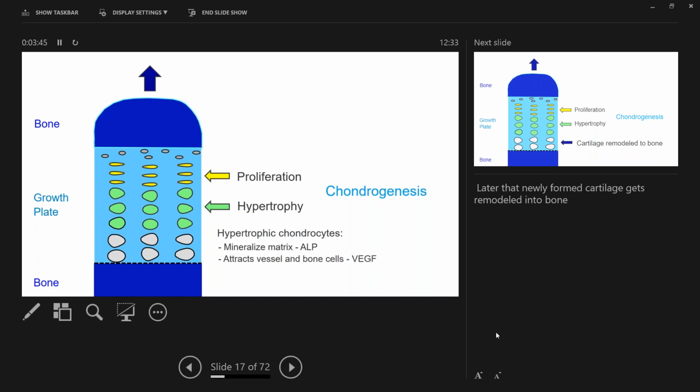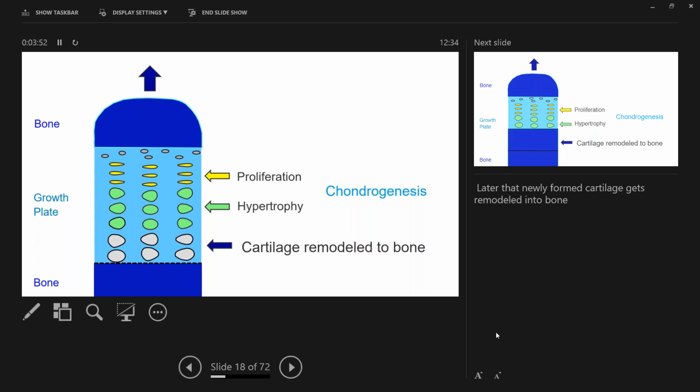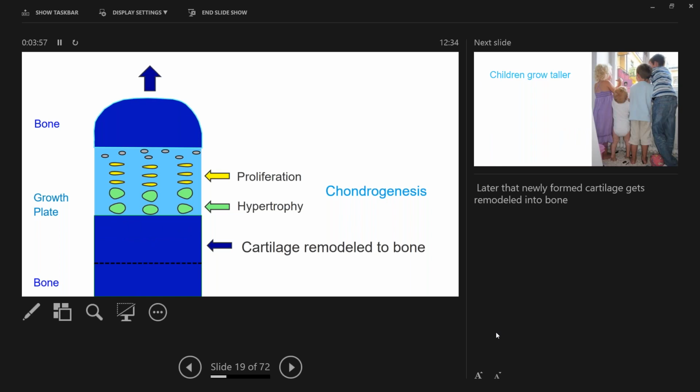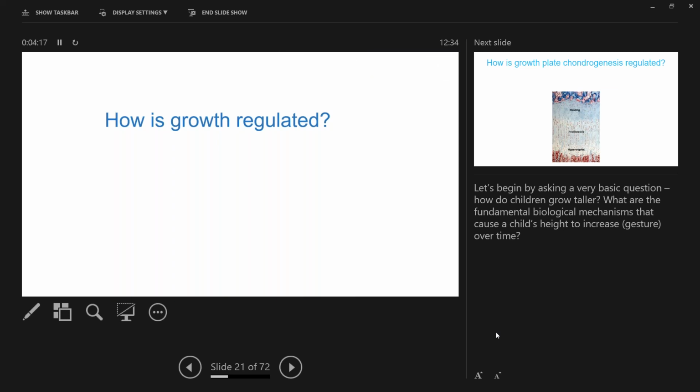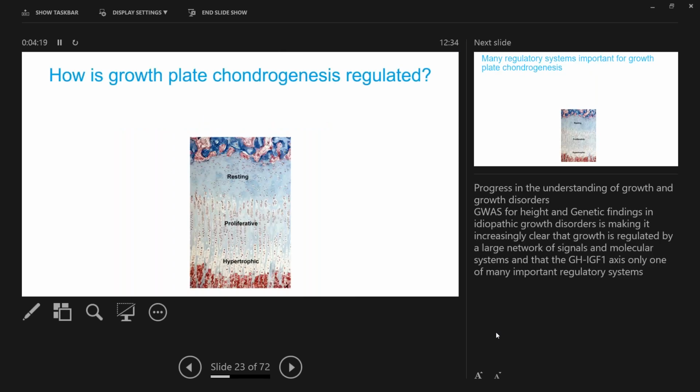And they also produce factors like VEGF that attracts vessels and bone cells that invade the newly formed cartilage and remodel it into bone. So the net result is that new bone is laid down at the bottom of the growth plate, pushing the epiphysis away from the diaphysis, thereby elongating bones and making children grow taller. But to understand this process fully, we have to understand the regulation of the growth plate.